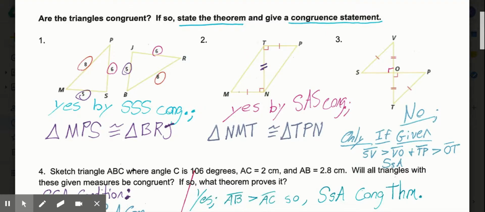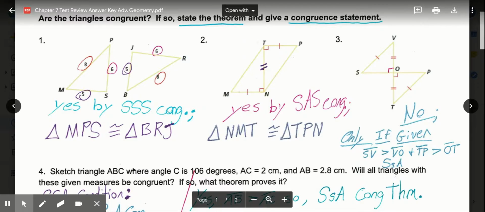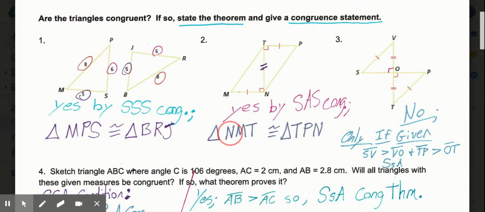In our second problem, we have a shared side here of TN, so I drew in the congruence there. Then we have our 90-degree angles of N and T, which are congruent, and then we know side TP is congruent to MN. So in that case, we have side-angle-side congruence, and triangle NMT is congruent to triangle TPN. Again, you can change this order as long as the corresponding letters match up. So N with T, M with P, T with N.